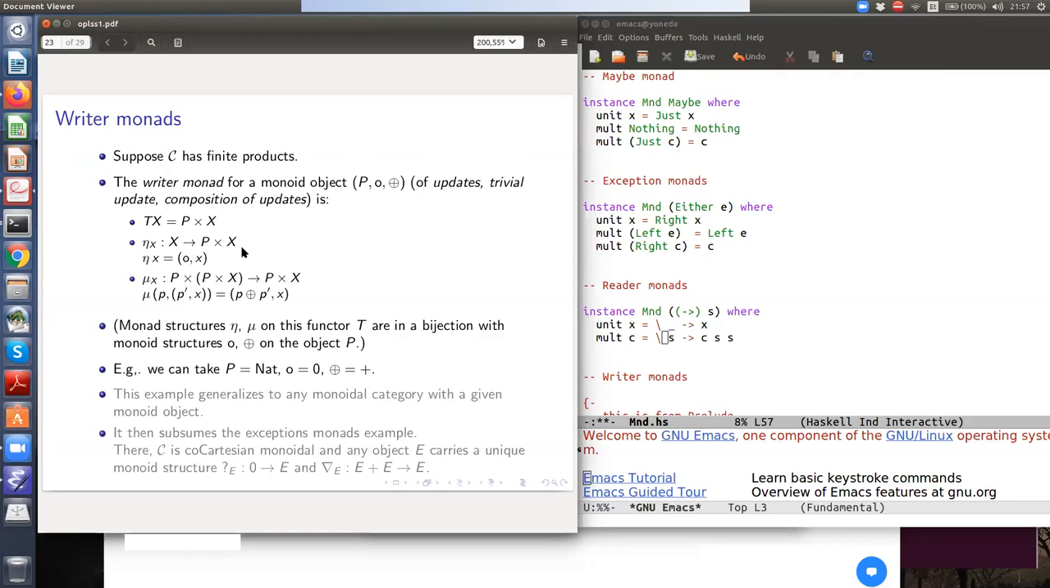So instead of printing two strings, you're printing one. Then what are your computations? T of X is P times X. The unit takes a value and turns it into a trivial computation, purely bureaucratically. So if you've got a value and you only want to talk about this value purely functionally, nothing is printed. So you use the unit of the monoid. Mu has to take a computation of computation, so P times P times X, and apply sequencing to it. So you get one single computation. And here, what you need to do is to use the binary operation of the monoid.